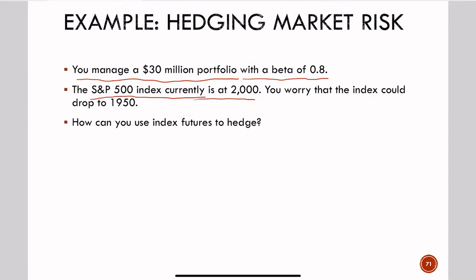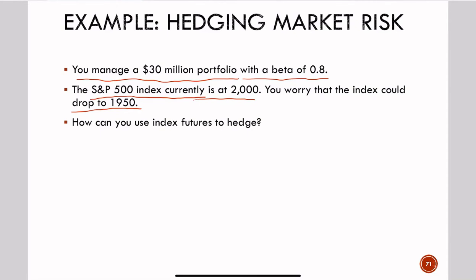And you worry that the market will be going down. To be more specific, let's assume the market index will actually drop to 1950. So how can you use index futures to hedge against this possible downside risk? Well, obviously you would know that you should take a short position in this index futures. But the real question is, how many contracts, right? That's the real question. So we have to think about hedge ratio.